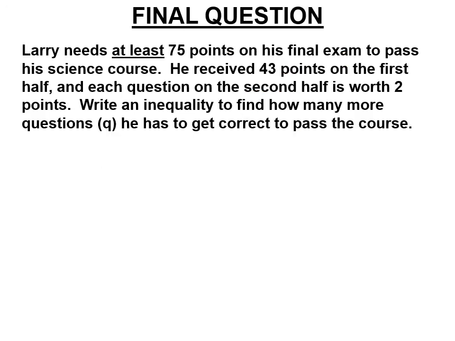Larry needs at least 75 points on his final exam to pass his science course. He received 43 points on the first half. Okay, so here he's already got 43 points. He's got a constant. He wants to get at least 75, right? We talked about this. He doesn't want to get exactly 75 points. He wants to get 75 or more. And the rate here is 2 points per question. So it's 2Q plus 43 is greater than or equal to 75.